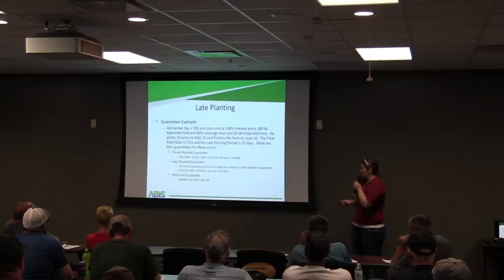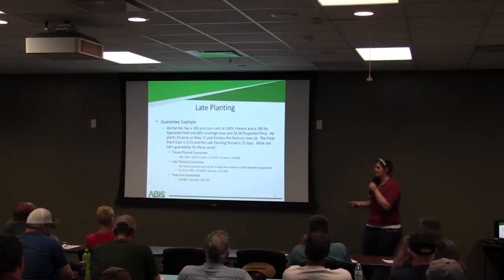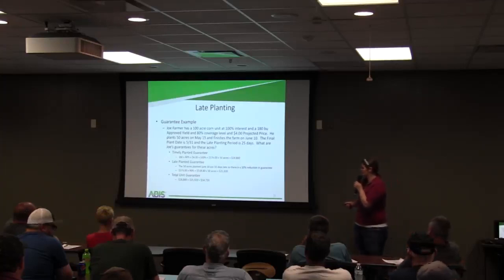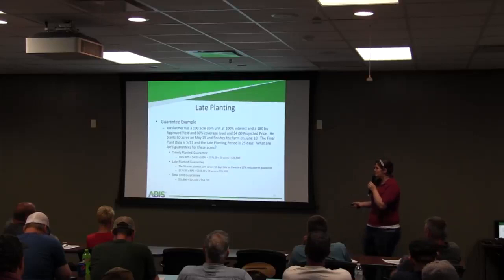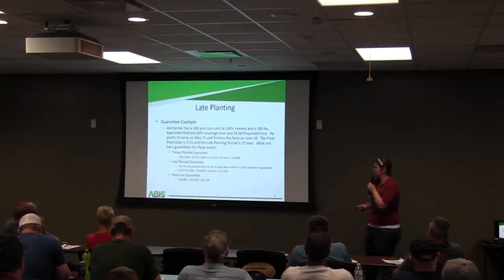So the 50 acres, if you figured, was 576, do the math. You take 10% of that, so 576 times 90%, because you're losing 10% of your guarantee by having them late planted, and you get $518 of coverage versus the 576. You multiply that out by 50 acres, and so we're looking at 28,800 for the late planted acres versus 25,920 for your guarantee. And then you add those up, 54,720.